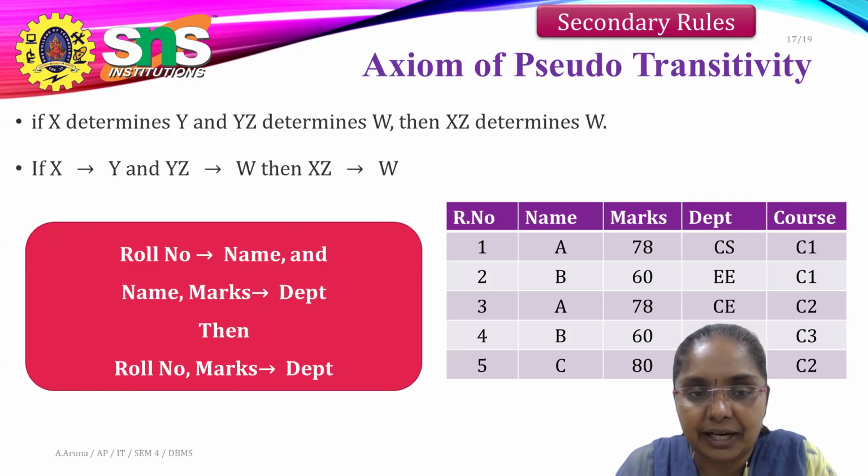The next thing is pseudo-transitivity. Pseudo-transitivity is also an indirect property, but with a little change. If X determines Y and YZ determines W, then XZ determines W. Here Y is a component, so we can remove it: through X, we can determine Y, and the extra attribute is removed. So we can identify XZ determines W. Similarly, roll number determines name, and name and marks determine department. This means roll number and marks can determine the department. This is how the pseudo-transitivity property works.